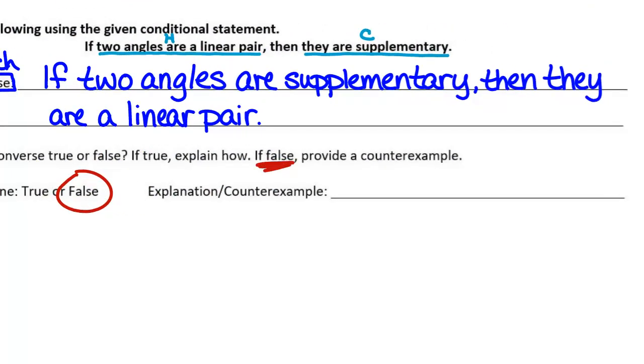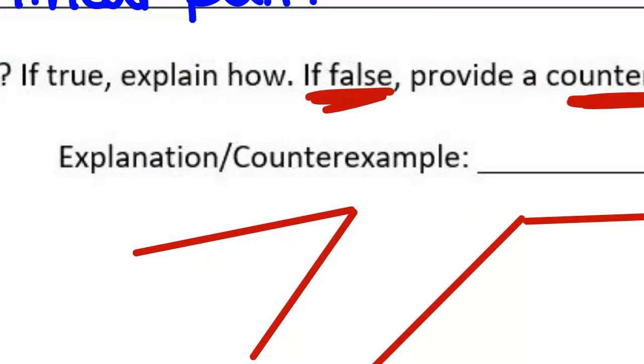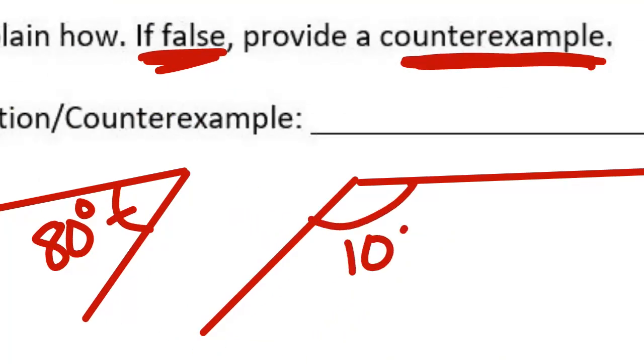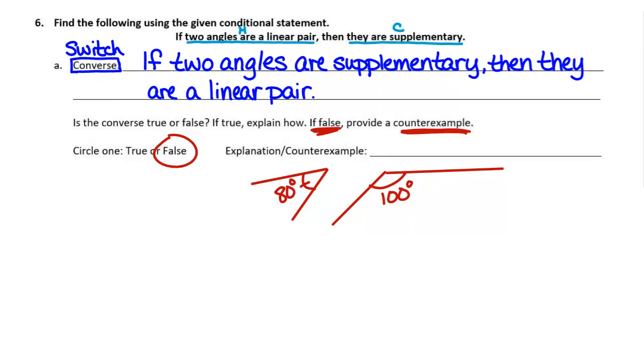It says, if false, provide a counterexample. So I'm going to draw a picture for my counterexample. I need two angles that do not touch each other. So something like that. And I have to show somehow that they're supplementary here. I could say that one equals 80 and the other equals 100. Or I could do 30 and 150 or 20 and 160. As long as my numbers add up to 180, I'm good. So far, so good on part A?